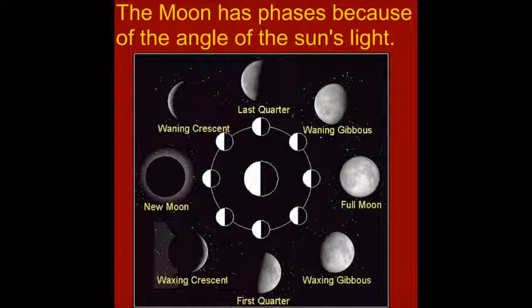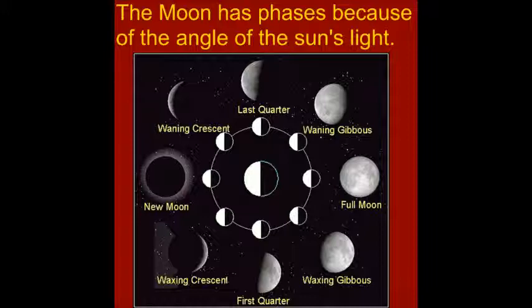Now, half of the moon is always lit up by the sun, but it's not always the same half that is facing the Earth. We can see, for example, on the left side, in the new moon, that's when the side that has no sunlight is facing the Earth, and so we can't see the moon at all. On the right side, we see that the side that is lit up by the sun is completely facing the Earth, and that would be a full moon. The other phases are points in between the new moon and the full moon.